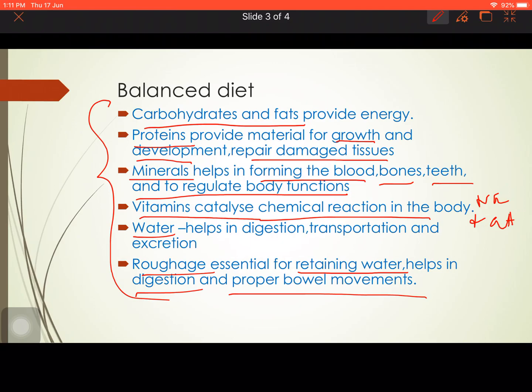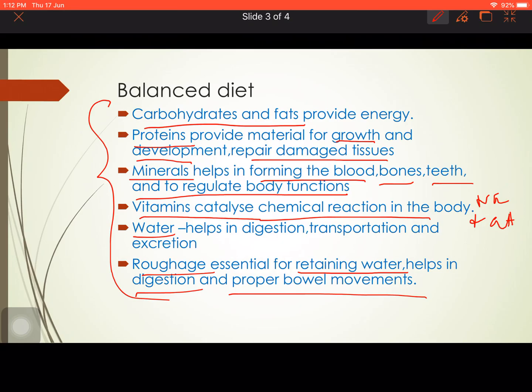So it is a diet which contains all the nutrients which are essential. Till now, whatever nutrients I have spoken about, carbohydrates, protein, fats, water and roughage, minerals, vitamins, all should be present in adequate amount. It should not be present in more amount, nor in less amount. If we are taking it in more amount, it is not at all a balanced diet. It will exceed the balanced amount. So it should be adequate amount. That is called a balanced diet.